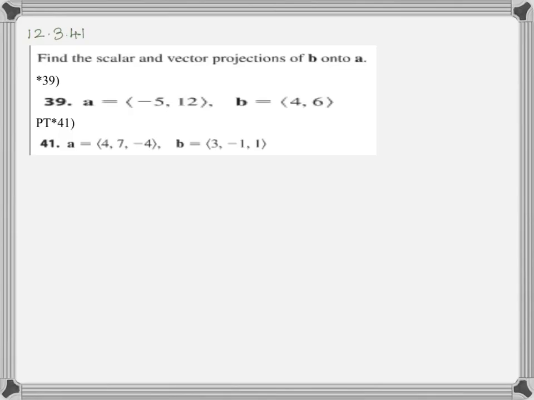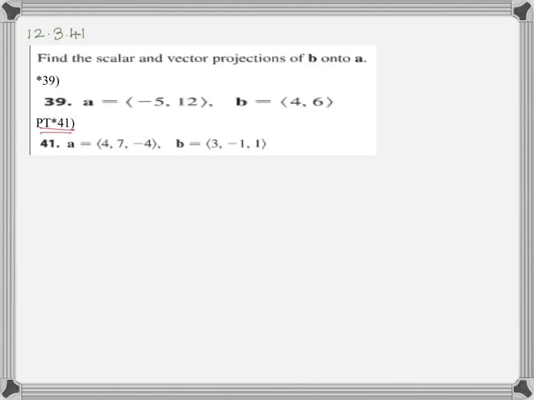Hi, in this video, I will be showing you problem number 41 of chapter 12, section 3. Find the scalar and vector projections of the vector B onto A. So this is problem number 41.